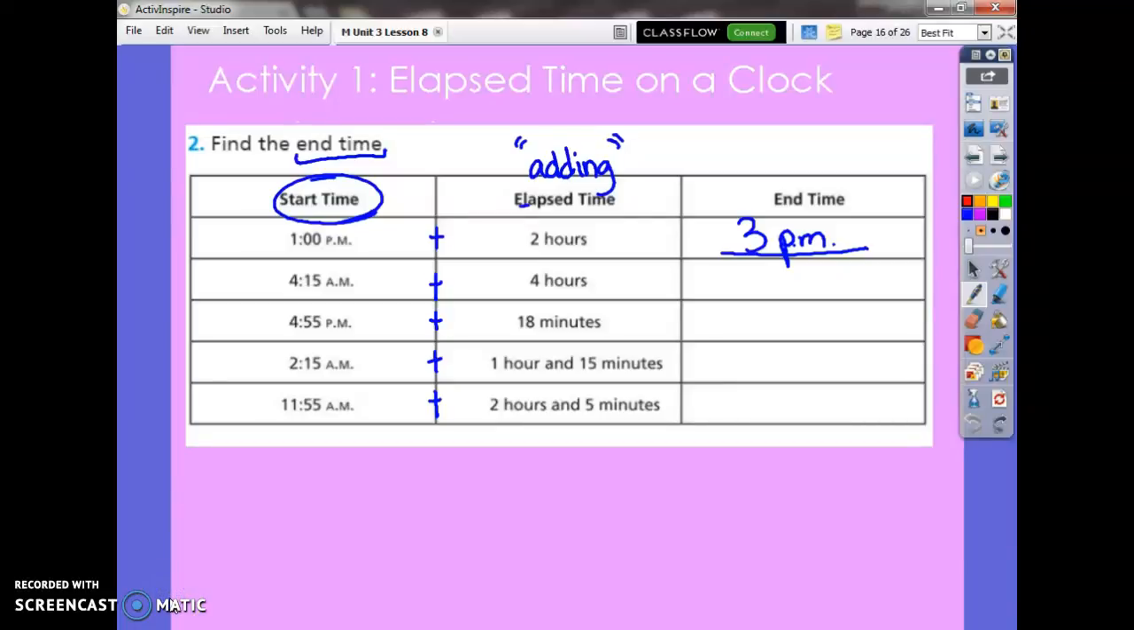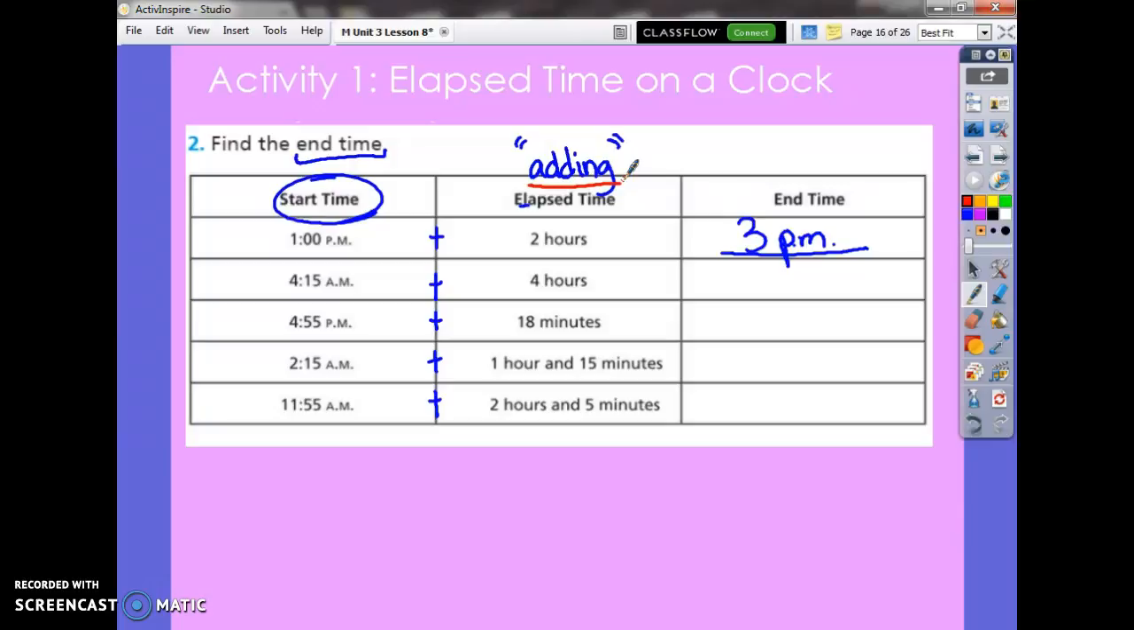4:15 a.m. plus 4 hours. Okay, 4 hours is my elapsed time. Again, I'm looking for my end time. Elapsed time means I'm adding those hours. So I start something at 4:15 a.m.